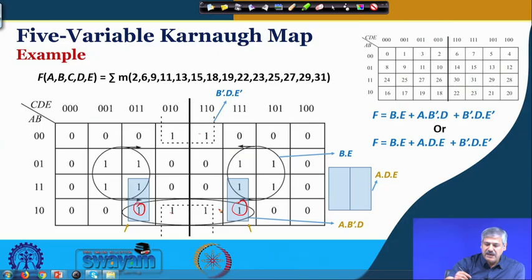Now, to cover that, one thing that is clearly visible is that a group like this can be formed, with logically adjacent 4 ones, and this generates a term A, B prime, and D is remaining constant. So, this product term will get generated.